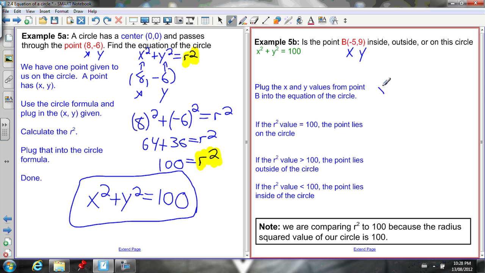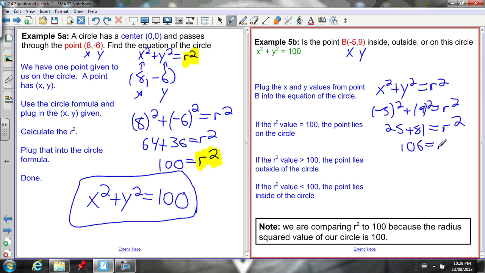Okay? I know the equation of the circle is x squared plus y squared equals r squared. Okay? Plug it in. So I get -5 squared plus 9 squared equals r squared. That gives me 25 plus 81 equals r squared, and that gives me 106 equals r squared. So the r squared value, okay, of this point here, from the origin, okay, is 106.